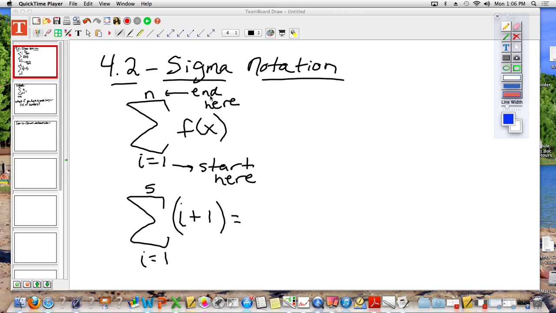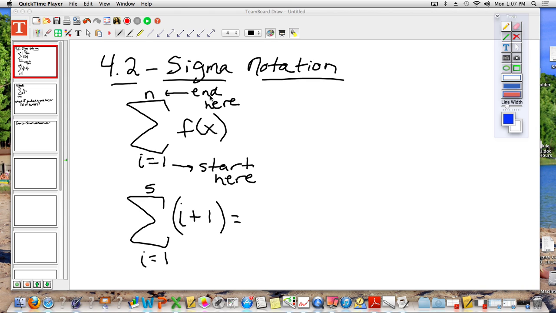So if I give you some function f of x and I ask you to figure out what is the value of that function for the first, say, 5 terms, you would evaluate the function at the first term, the second term, the third, the fourth, and the fifth, and then you'd add them all together. Sometimes it's easy to do that. Sometimes it's a little bit more detailed. So I'm going to show you some tricks along the way.